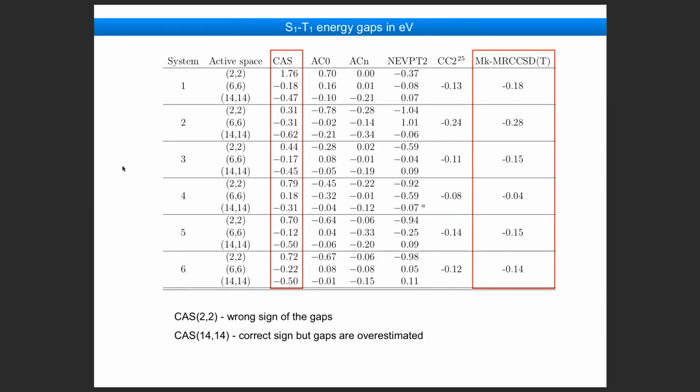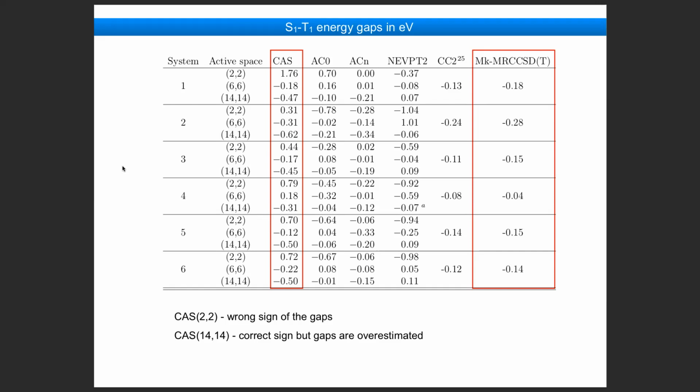So we have found out that the static correlation changes the order of states. S1 is below T1, that has been known actually. But the effect of dynamic correlation is that it closes the gap. So a bit similar to this porphyrin example. And the AC method does very well.